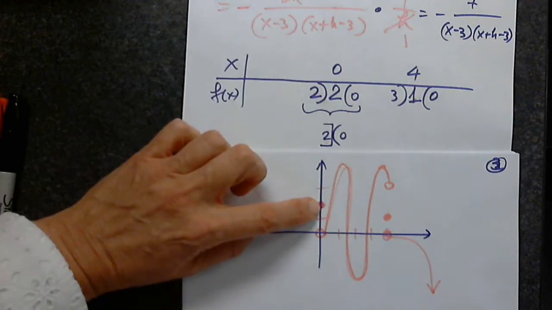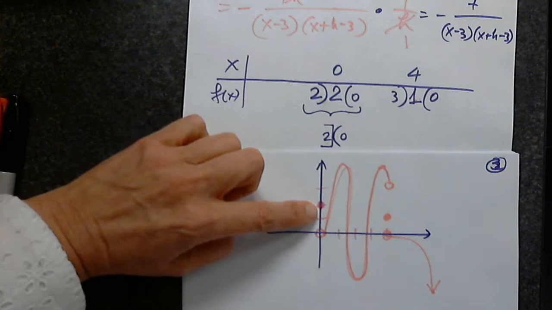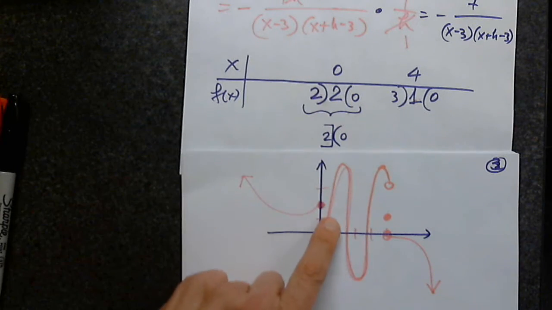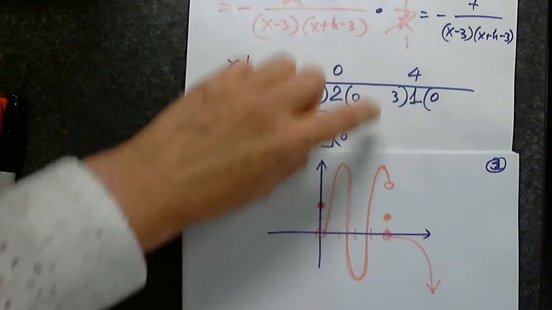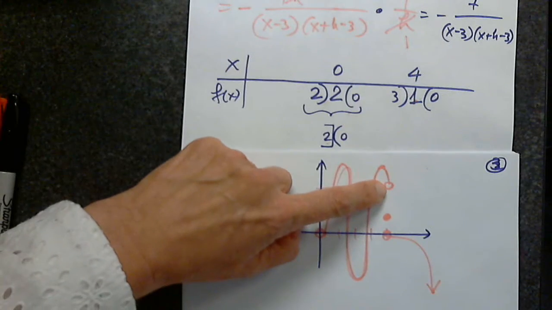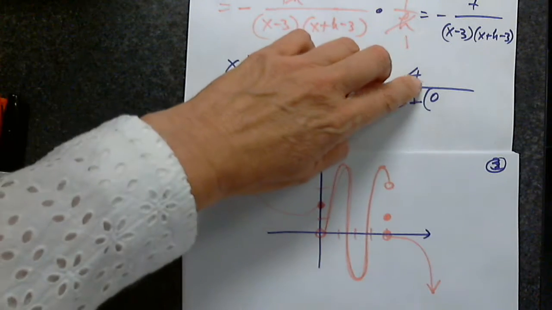At 0, 2, the limit from the left is 2. The limit from the right is 0. At 4, 1, the limit from the left is 3. The limit from the right is 0.